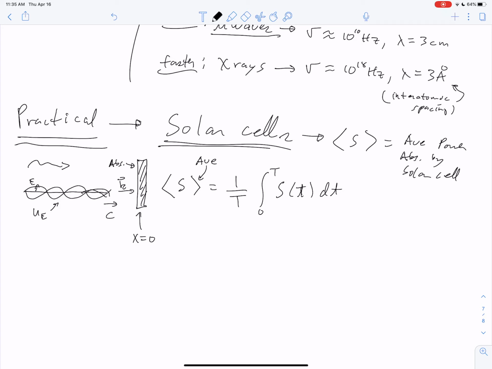That is the definition of average. I think you've seen that definition before. So that means if I want to calculate the power absorbed by my solar cell, I calculate 1 over T times the integral from 0 to T, where S is going to be c, the velocity, times the energy density. And the energy density is epsilon naught times E naught squared. But now I also have this part, sine squared.